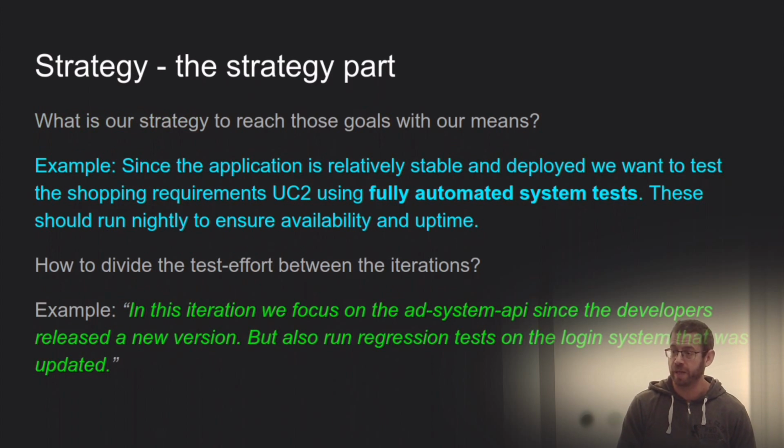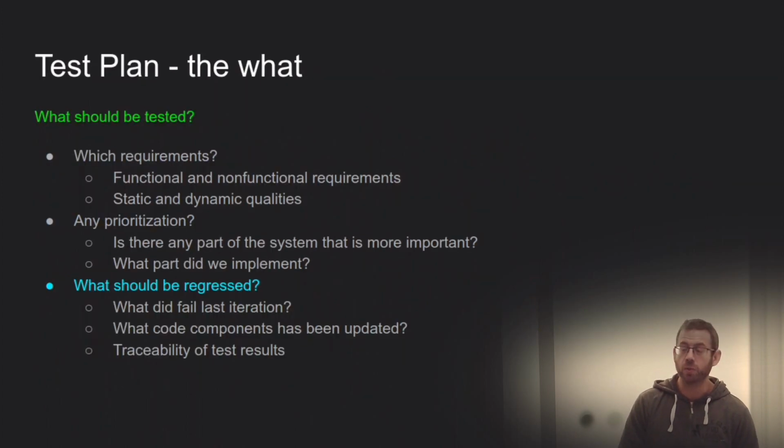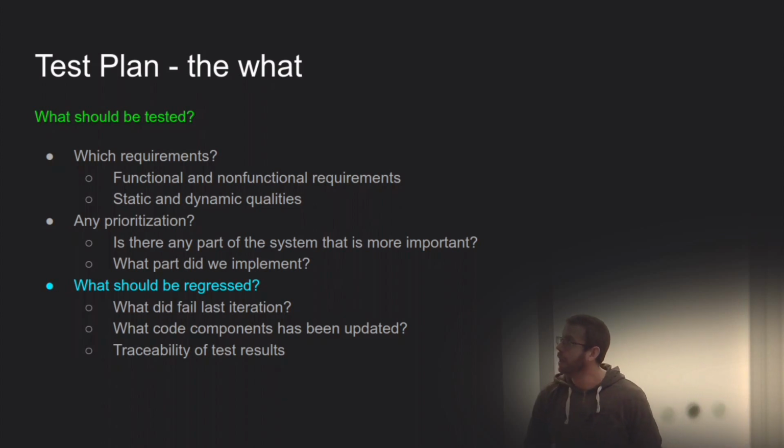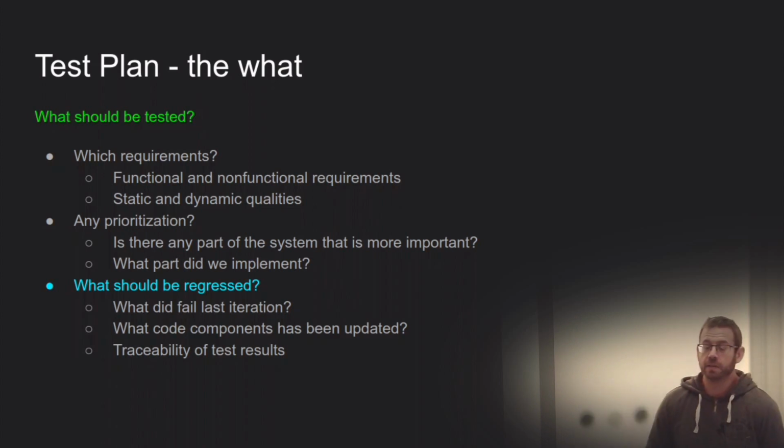Yeah, so now that we have a strategy, we can do a plan. And the first part of a plan is what should be tested? Which requirements? You have many requirements probably. Which are the important ones? So you need to make some kind of decision here. And the strategy should guide you here. So, okay, we need to focus on these things in the strategy, so we select the requirements that are most important to reach that.